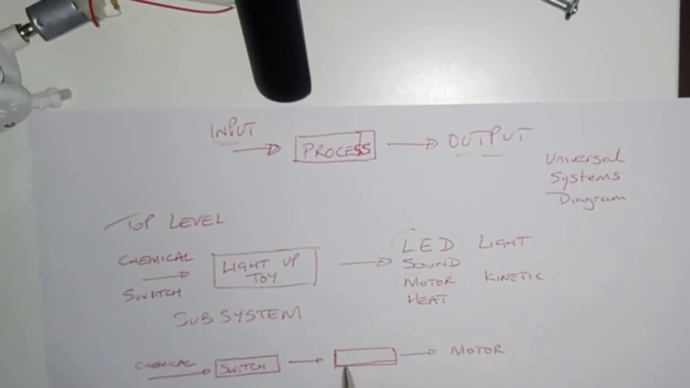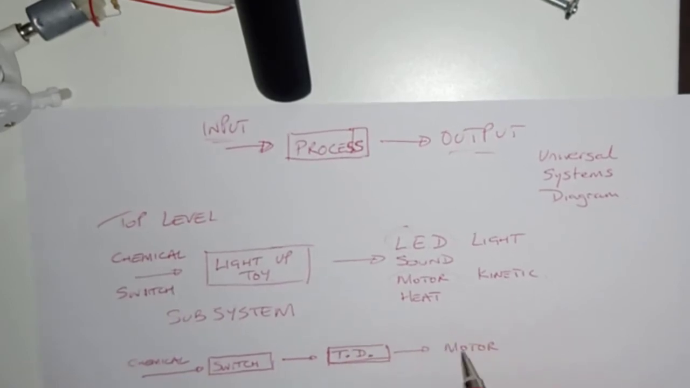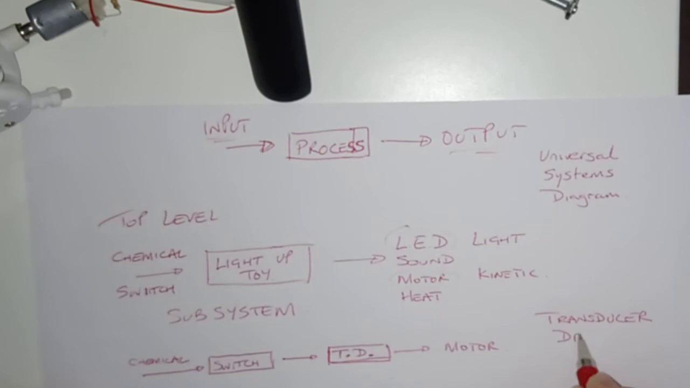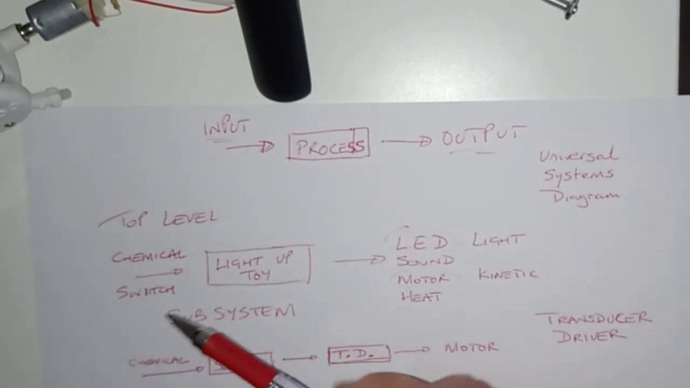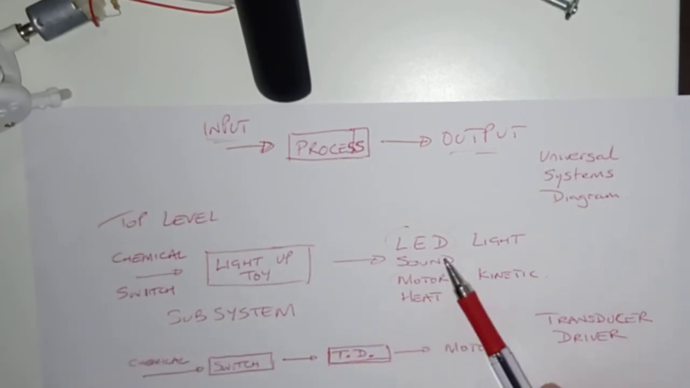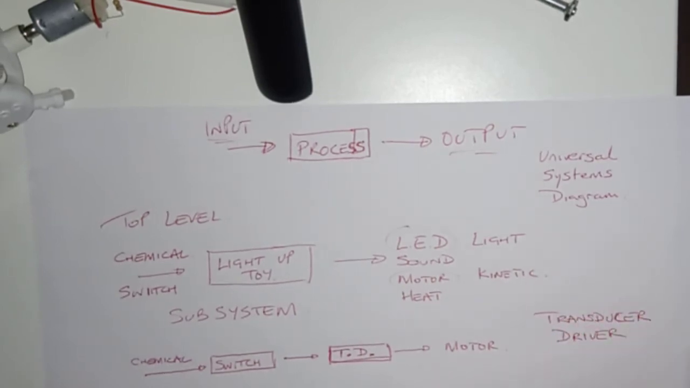So what I'm going to say here is that there's some sort of driver, something that's giving you enough power to make the motor turn. And I'm going to say that's a transducer driver. TD stands for transducer driver. Obviously you get input and output transducers. So inputs are your switches, your LDR, your tilt switches, etc. Your thermistors, and you get output transducers, which are your motors, your lights, etc. as well. So this is a transducer driver.